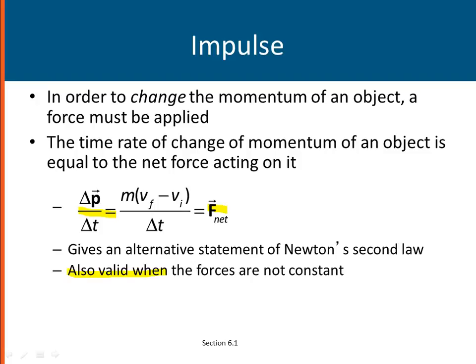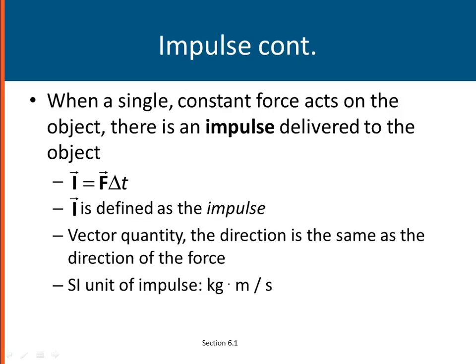This gives us a slightly alternative statement of Newton's second law, and is also valid when forces are not constant. A lot of times we had to say that forces were constant in order to use kinematics and Newton's laws, but this allows us to even treat those times when forces aren't constant. When we have a single constant force that acts on an object, we can say that the impulse delivered to that object, which we'll have as the I vector, is the force times the time interval. Keep in mind, since momentum is a vector, the change in momentum is also a vector, and it will have the same units, kilogram meters per second.